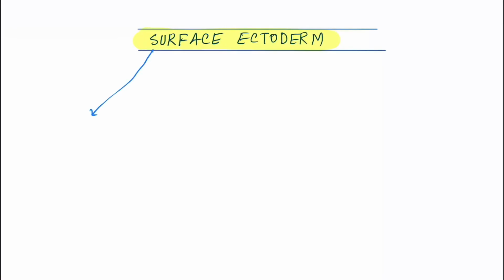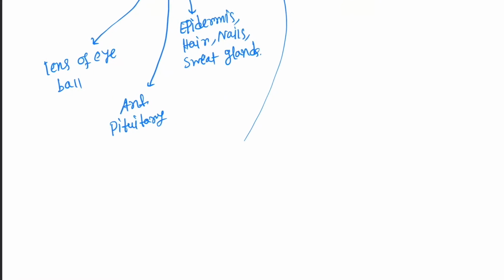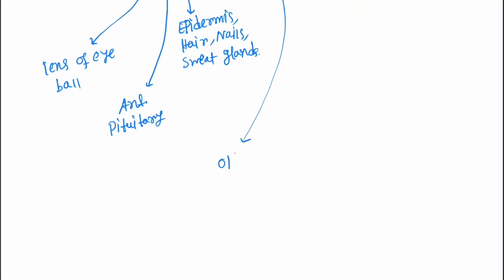So surface ectoderm forms lens of eyeball, anterior pituitary. Okay, next epidermis, hair, nails, and sweat glands. Okay, next olfactory epithelium.